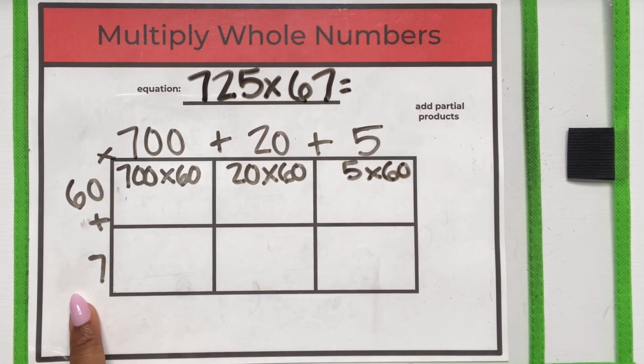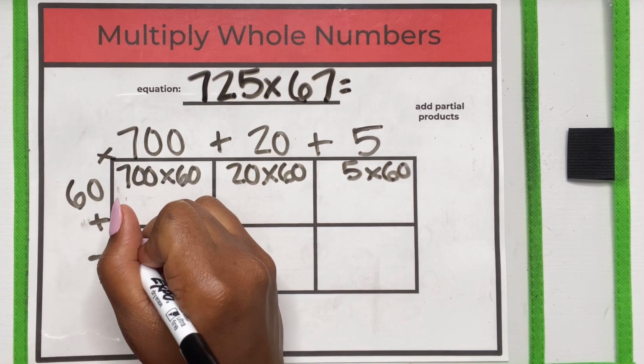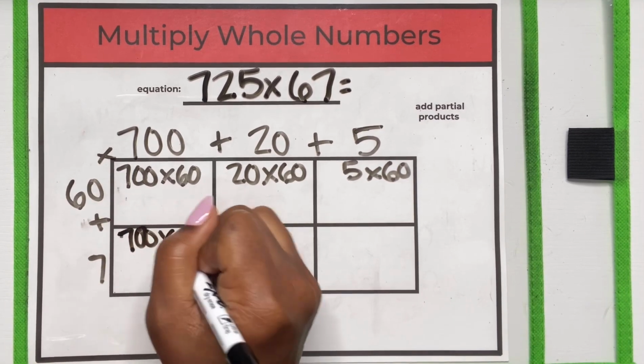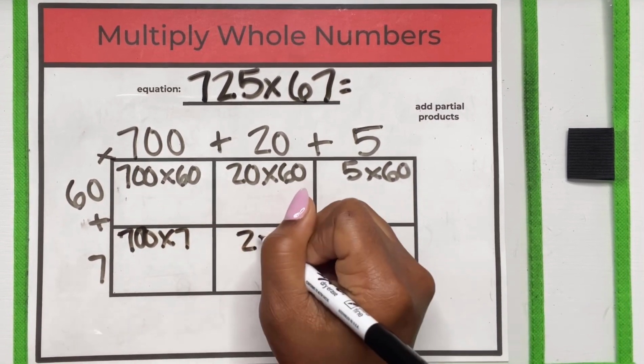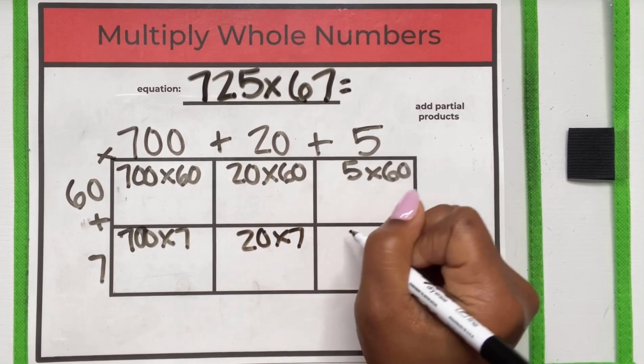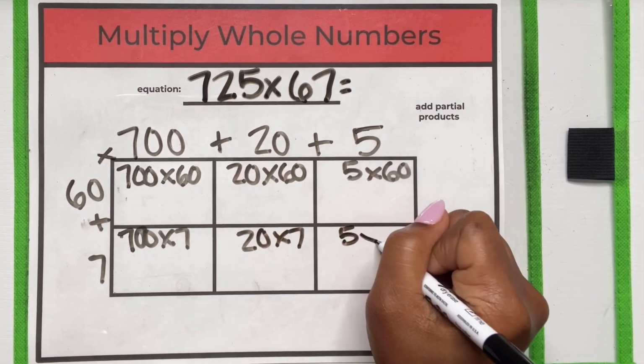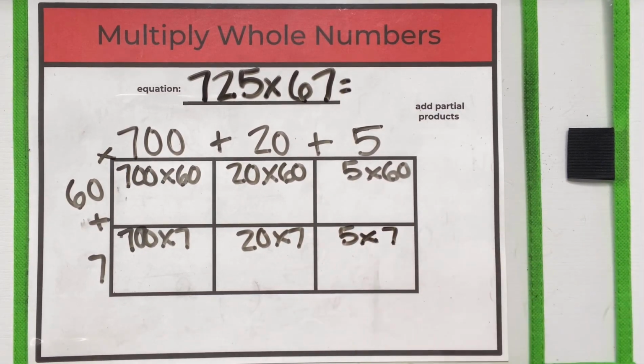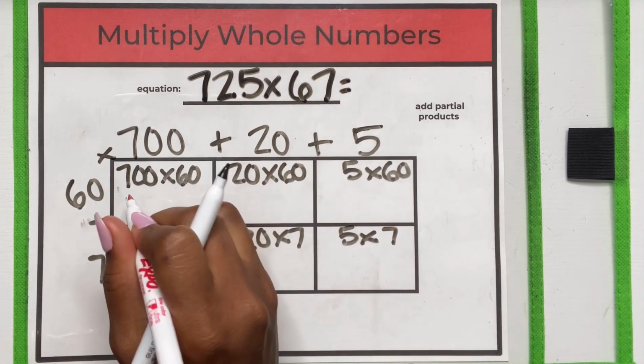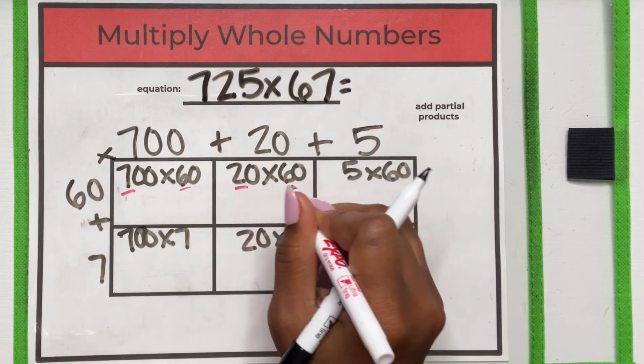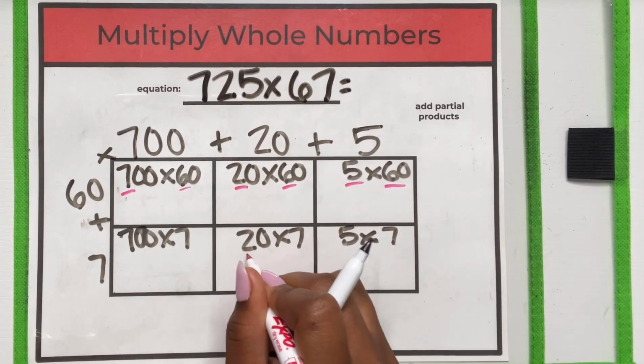Now I'm going to take 7, do the same thing. 700 times 7. 20 times 7. 5 times 7. I'm going to underline my numbers with value and then solve. The more you do it, it gets very simple.